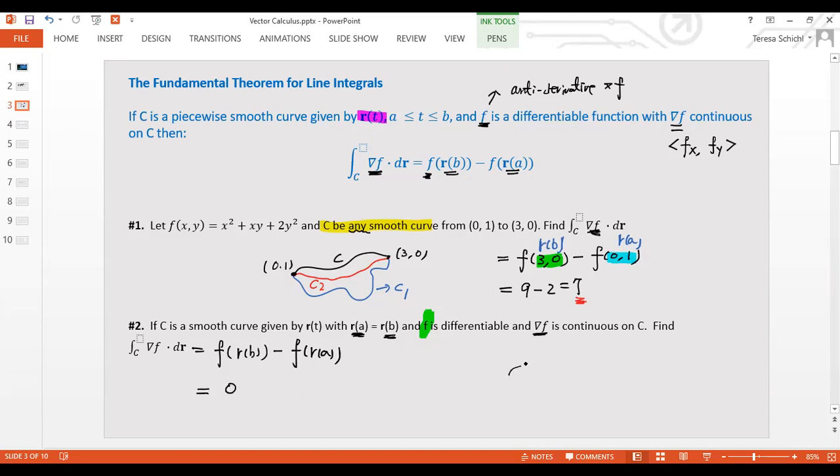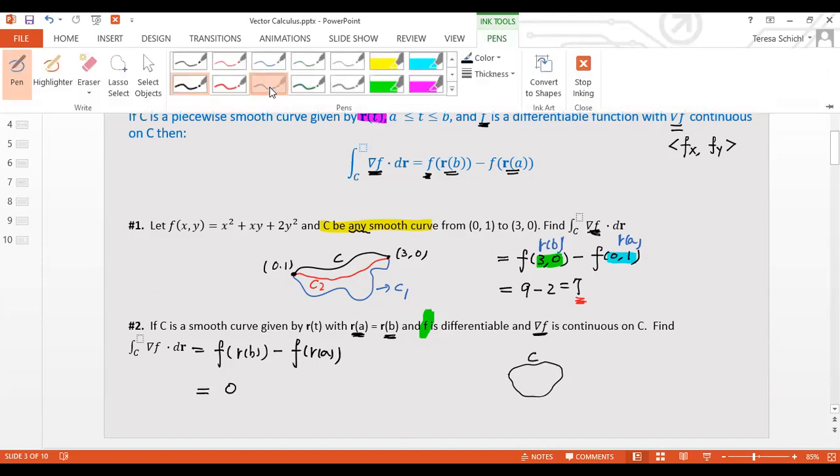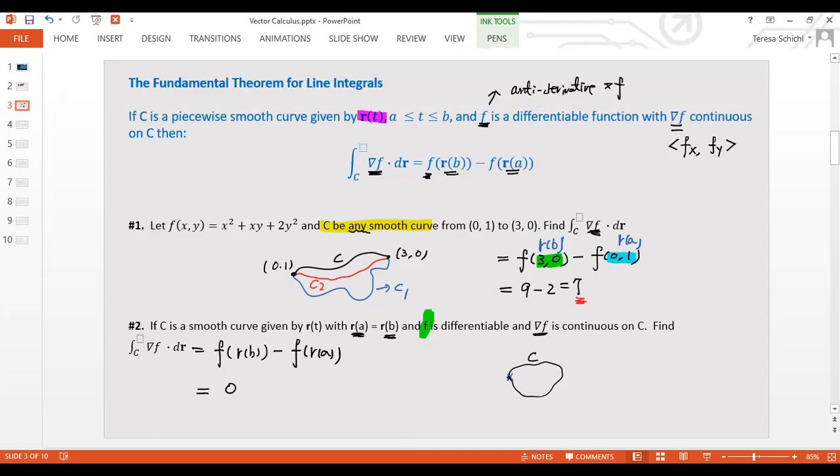So that means if you go around a closed loop, right? If this is the curve C here, this is my starting point, and it is also my end point. So I know if I have a closed curve here, then the line integral over this field will be zero, okay?